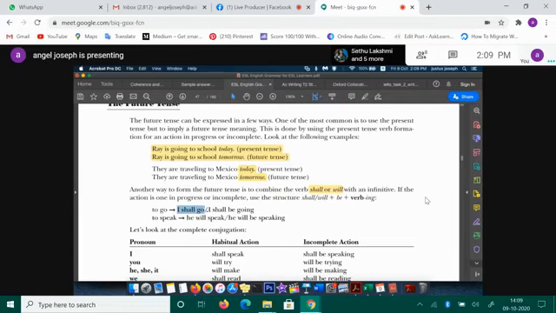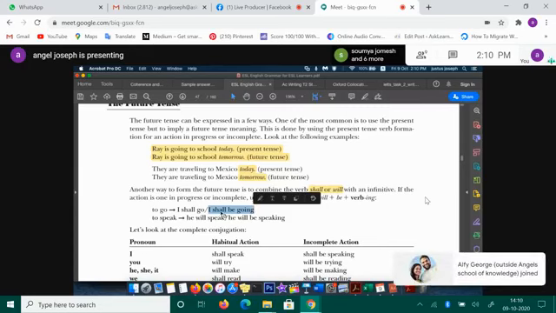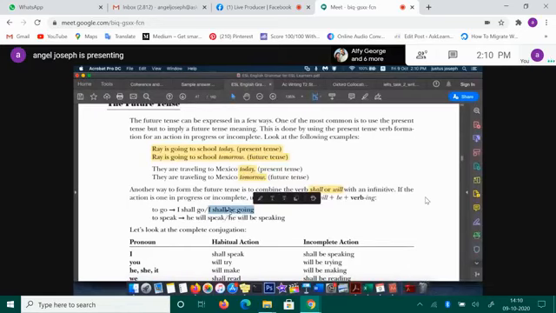Now, the one that I've highlighted right now, I shall go. Now that's simple. That's in the simple future. If you want to use a continuous future, or an action which is in progress, or an action which is incomplete, few things will change. I shall be going.